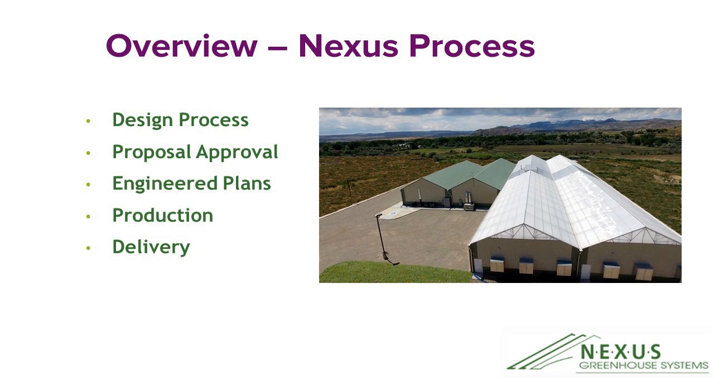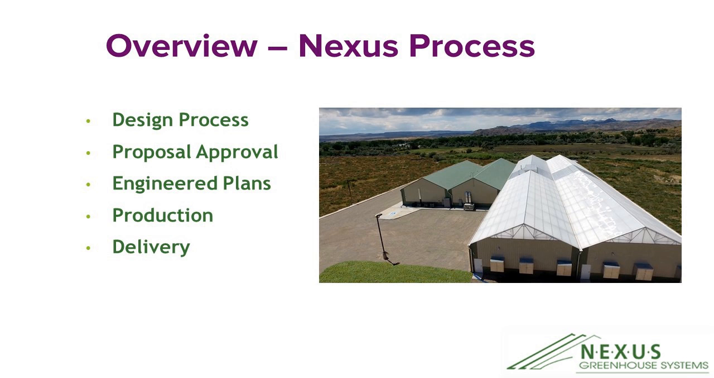Engineered plans are where you commission our engineers. Our engineers will do the physical drawing of the plans, and those then you can submit to building departments, and again you will approve those plans, and eventually they come back and we go to production. Once production is done, then delivery.